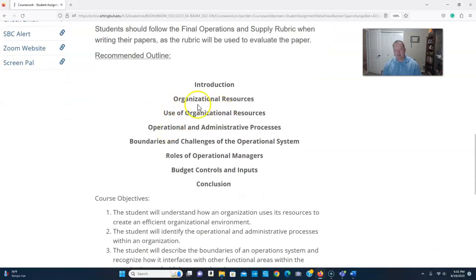And tell me about the organizational resources. Again, on those, I'm guessing a couple paragraphs here. Use of the organizational resources, that might get a little more in depth. We're probably looking at a page, maybe 2 tops.